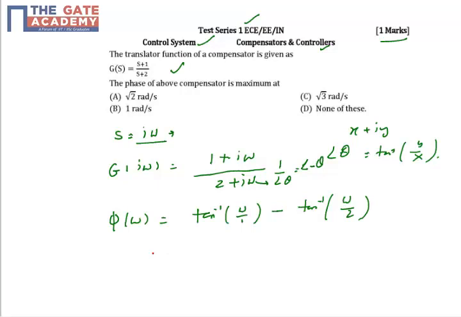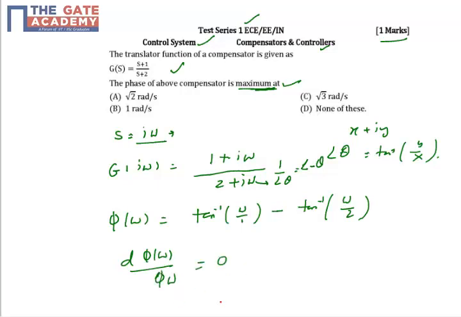Now we want to know the maximum phase shift, right? By calculus, how can we calculate the maximum and minimum for any general system? We need to take the first derivative and equate it to 0, because when we equate the first derivative to 0, we get the critical points. The critical points are the points which will provide either a maximum or minimum. So basically we need to find the first derivative, d phi of omega by d omega equal to 0.